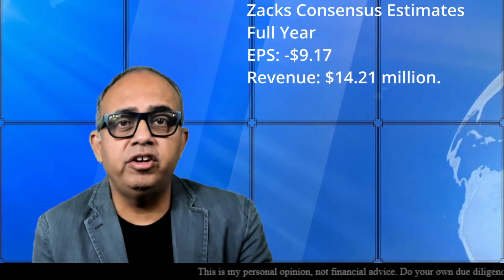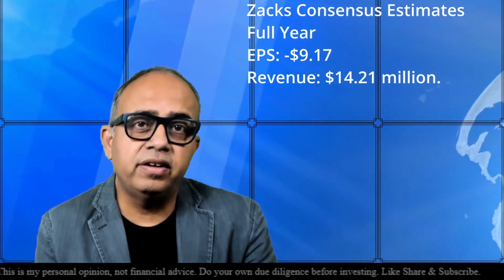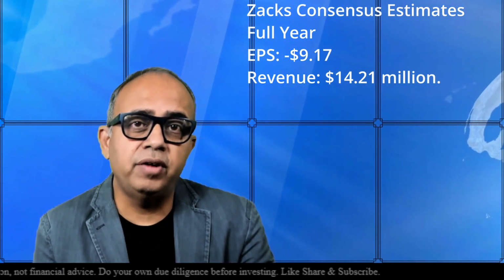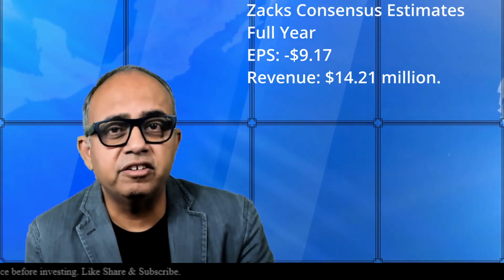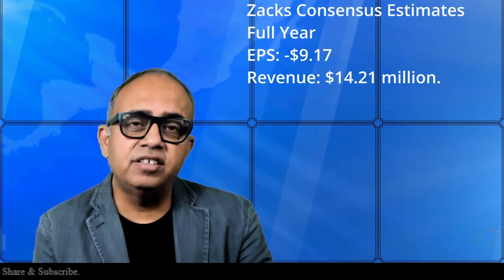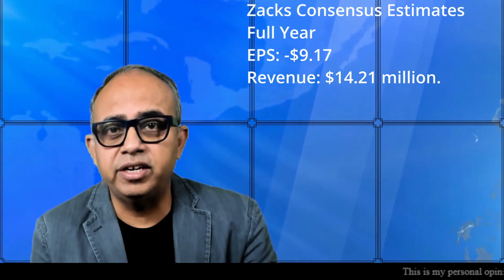And CRISPR's full year Zacks consensus estimates are calling for earnings of minus 9.17 per share and revenue of $14.21 million. These results would represent year-over-year changes of minus 295.11% and minus 98.45% respectively. The current short sellers could be expecting that CRISPR may report below expectations and the shares would tank.